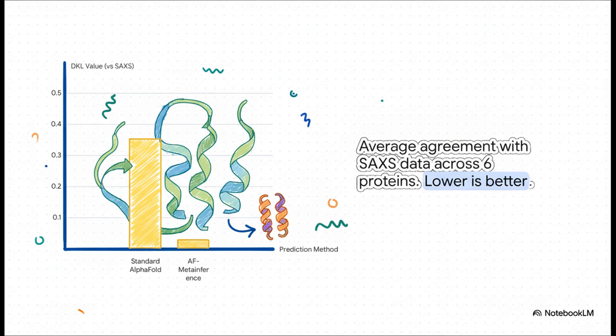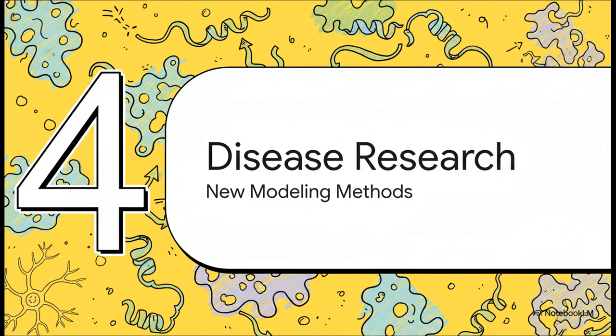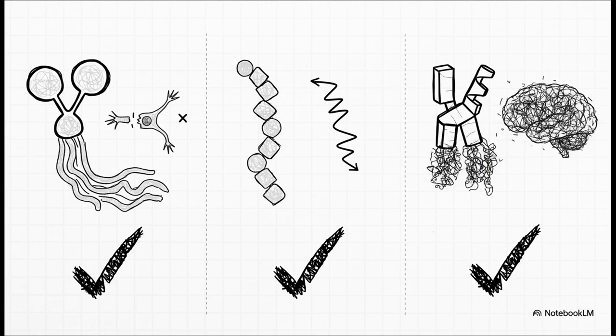This kind of advancement has direct implications for understanding human health, mainly because many proteins involved in diseases are themselves intrinsically disordered. The study successfully applied this new method to several of these proteins. This includes TDP43, which is involved in ALS, Ataxin-3, which is linked to Machado-Joseph disease, and the human prion protein responsible for Creutzfeldt-Jakob disease. Having accurate structural models for these is a very important step toward understanding how they work and what happens when they don't.